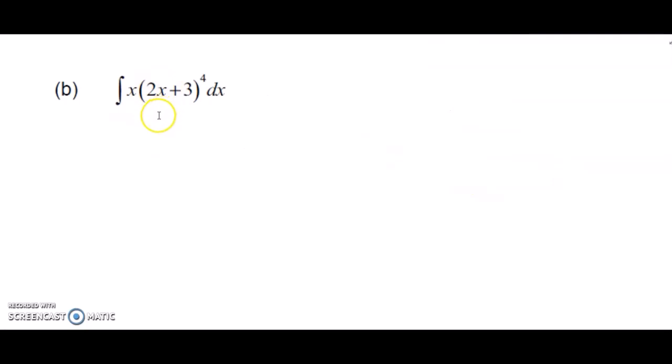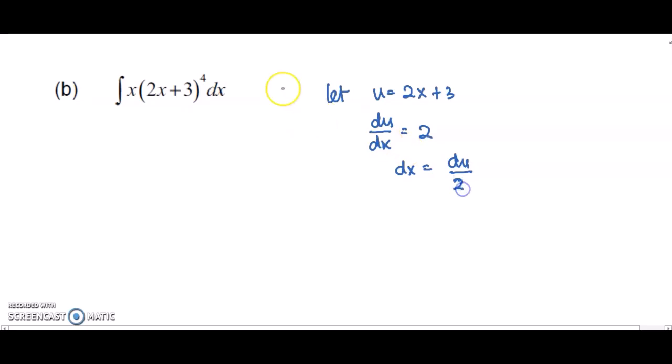To integrate this function, we are not going to expand because this power is too high to expand. So I will stick to the substitution method. You let u equal 2x plus 3 and find du/dx. Once you set your u, you need to find du/dx. Then later on, the dx can be replaced as du over 2. So the dx here can be replaced as du over 2, and the 2x plus 3 is going to be u.